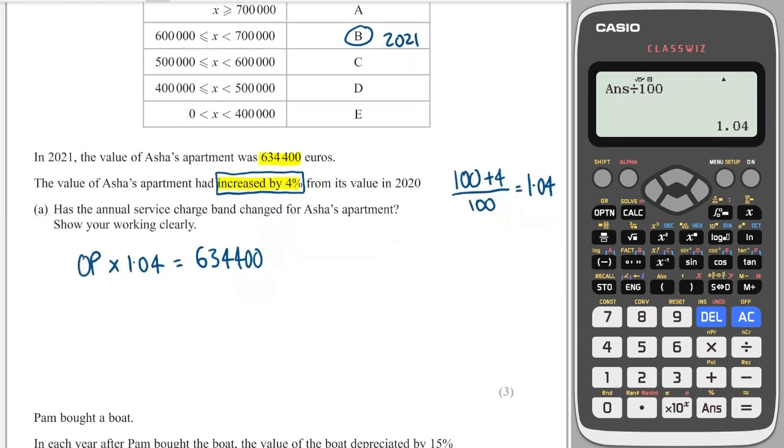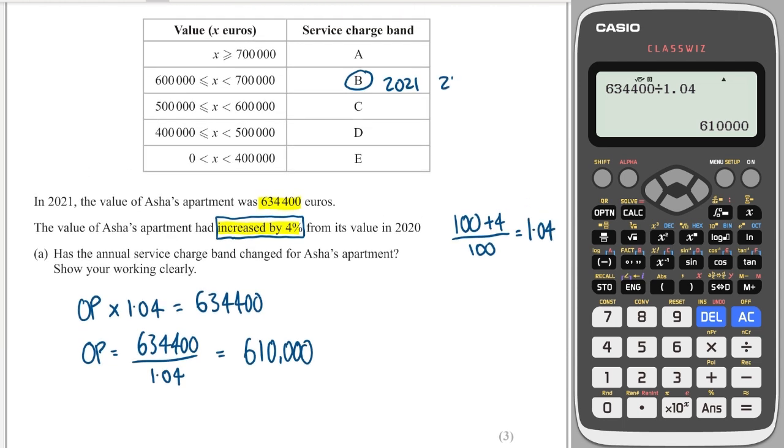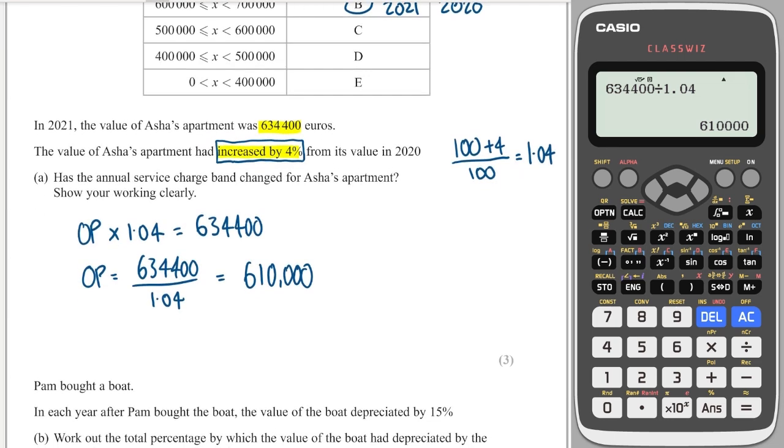634400. So if I wanted to find the old price, I would need to reverse that process, which is dividing by the multiplier. A lot of students instead multiply it perhaps by 0.96. It's not correct. You need to reverse the process, and the process was to times it by 1.04, so now we're going to divide it by 1.04. And this is going to give me 610000, and that is in the same band. Okay, so the question is, has the service charge changed bands? The answer is no. Comma, still in band B.